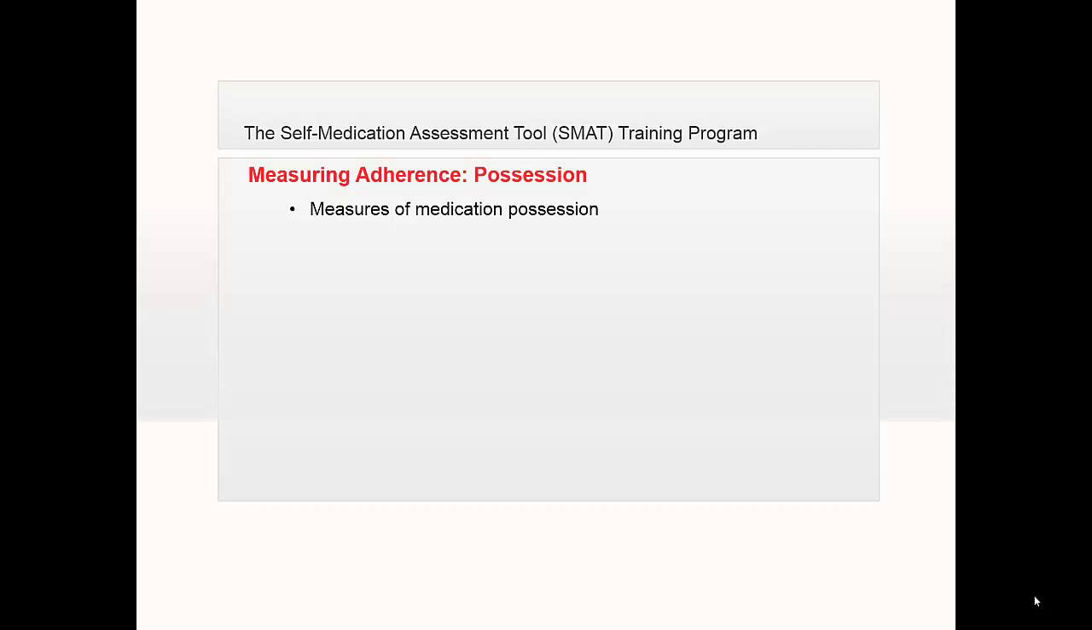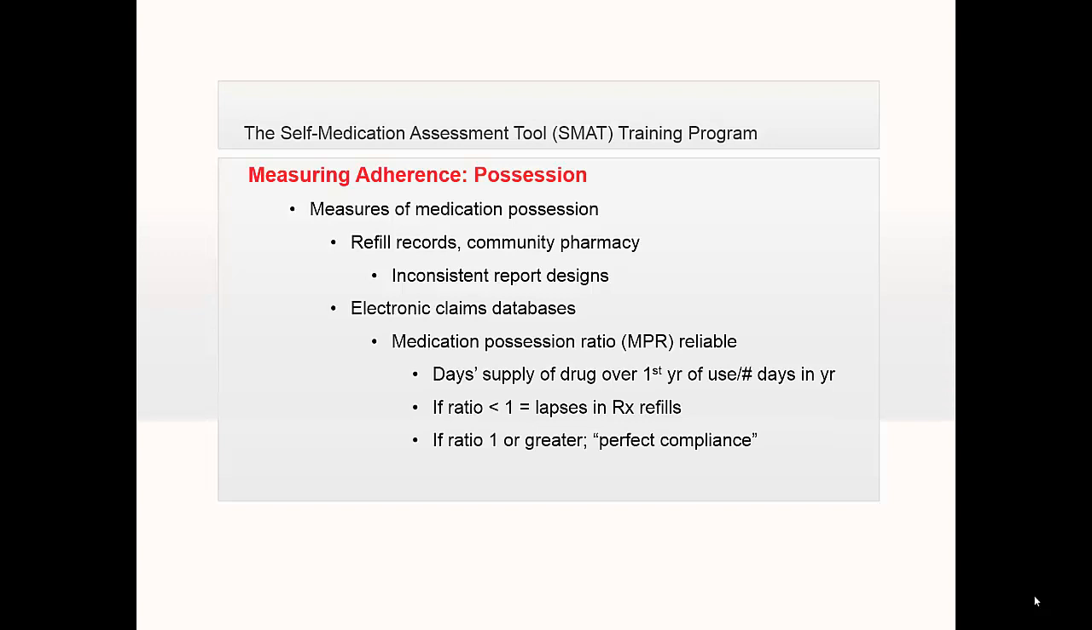Determinants of adherence can also include measures of medication possession, such as refill records from community pharmacies. However, there are often inconsistent report designs, making this a difficult task. Electronic claims databases provide useful information, and they can provide medication possession ratios, which are reliable. For example, the days supply of the drug over the first year is divided by the number of days in the year. If the ratio is less than 1, this indicates lapses in prescription refills. If the ratio is 1 or greater, this indicates perfect compliance.